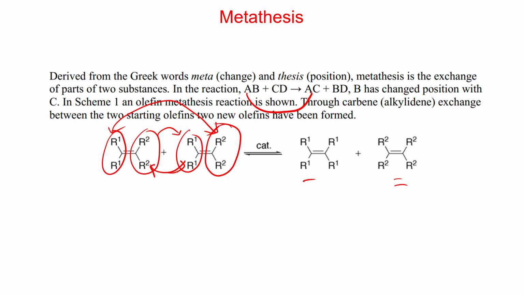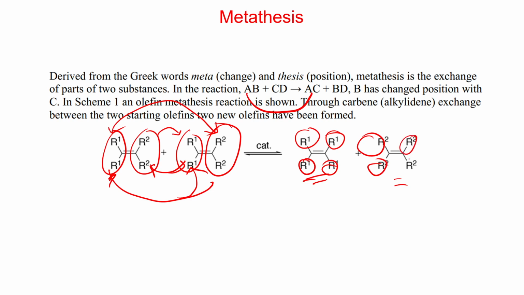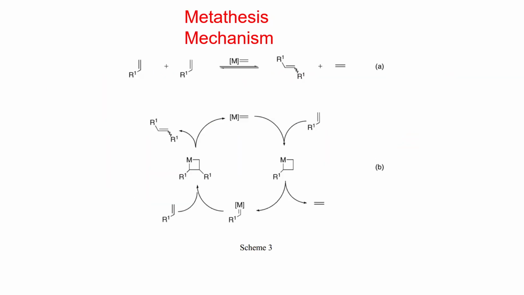One of the possibilities. And another is this R1 and this R1. They also can react and ultimately lead to this product. So, the mechanism for that. First, the metal carbene reacts with one of the alkene groups.